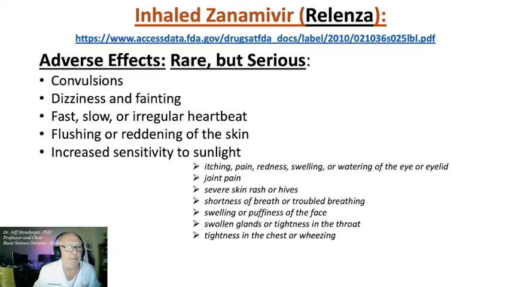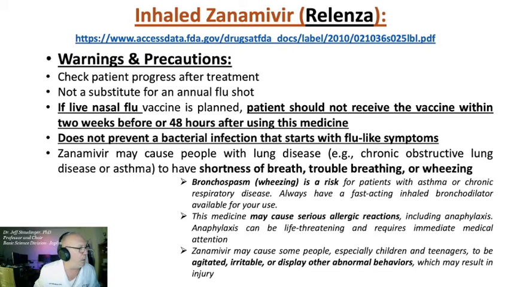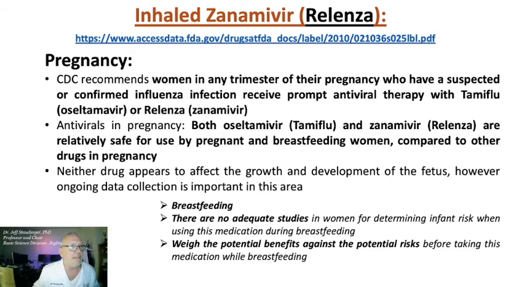There are numerous adverse effects that are rare but serious. Additional adverse effects occur, but these are less common. Warnings and precautions associated with this drug: bronchospasm, abnormal behaviors, especially in children and teenagers. The CDC recommends women who have suspected or confirmed influenza infection receive prompt antiviral therapy with Tamiflu or Relenza. Both are relatively safe for use by pregnant and breastfeeding women, pregnancy category C.